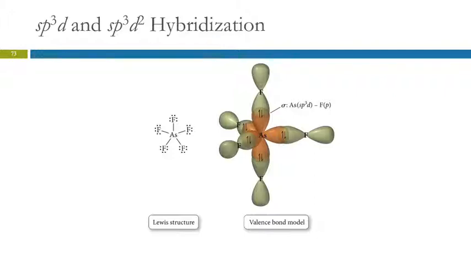So when we see molecules such as arsenic pentafluoride, we can look at the Lewis structure. We see that there are 5 single bonds around that central atom of arsenic. Arsenic will do sp3d1 hybridization and form 5 hybrid orbitals. Each of those is going to be half-filled and can then form a sigma bond with a fluorine atom.